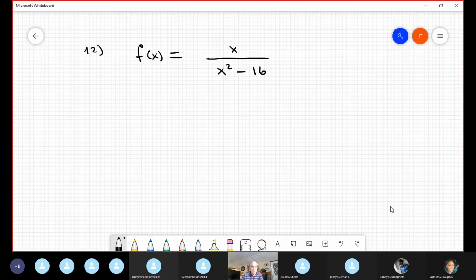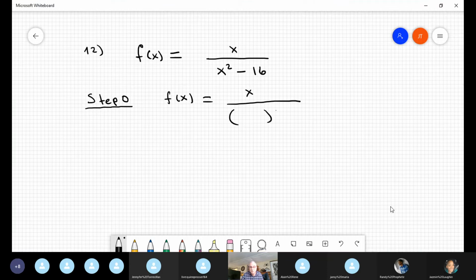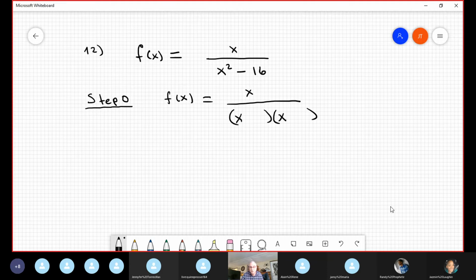Okay. What is the first step? Step 0 to start: factorization. f of x is equal to x over a difference of squares, x over (x plus 4)(x minus 4). Do we have some common factor that we can cancel out, or no? No hole. In the case that we cancel out, the factor is gone, so this is a hole. Okay. Now the y-intercept.